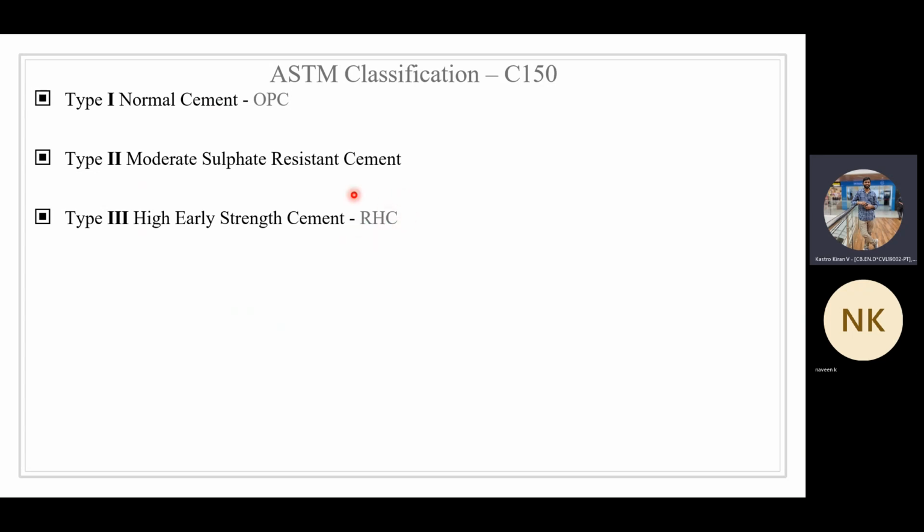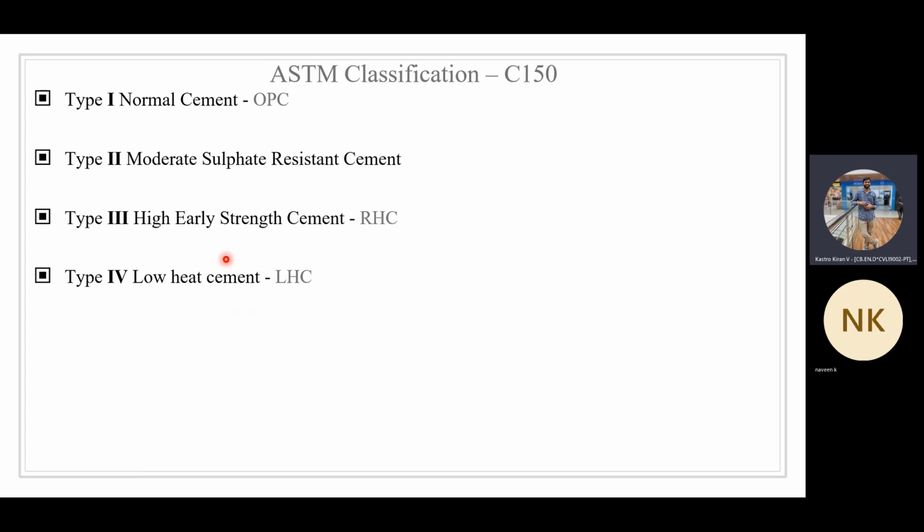So we'll talk about RHC, OPC things once we go to the classification of Indian standards. But since we are with ASTM standards, let us just focus on type 1, type 2, type 3. And then we also have the next one, which is called type 4, which is a low heat cement.